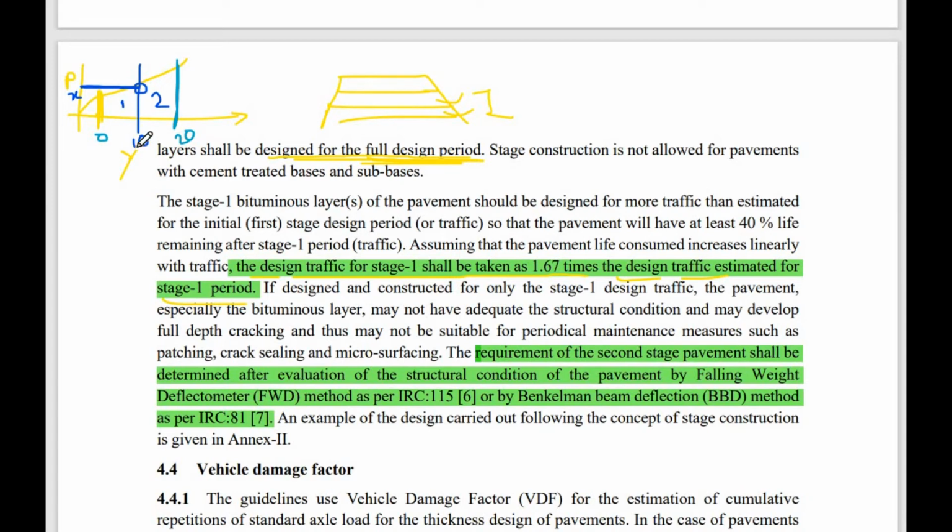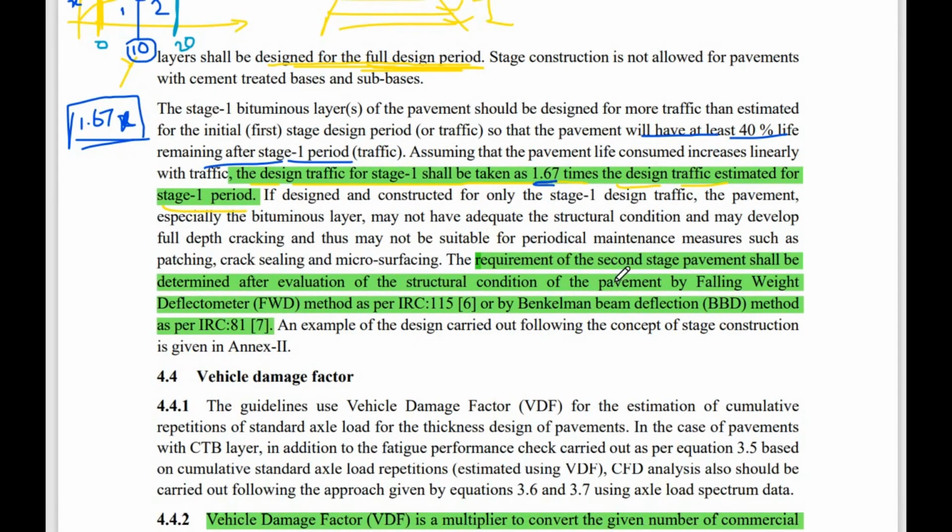So while designing our pavement for the first stage, that is at the 10th year from the starting of the construction, we are going to multiply the population at the 10th year by 1.67. So why is 1.67 taken? It is taken as a factor of safety. Here you can see that the pavement will have at least 40% life remaining after the stage period. That is why we are going to multiply it by 1.67 times. So it is nothing but we are designing to the safer side. I hope you understood.